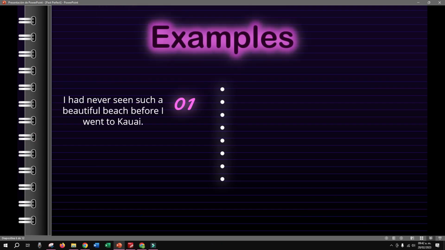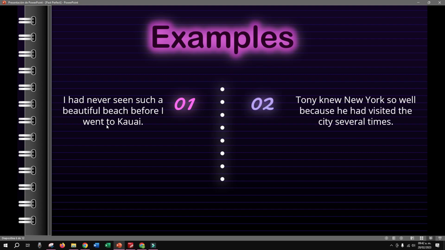Examples, we can have this. I had never seen such a beautiful beach before I went to Kauai, right? So until you had been there, you had never seen such a beautiful beach, right? That will be that one. Or Tony knew New York so well because he had visited the city several times, right? So that would be another one, right?